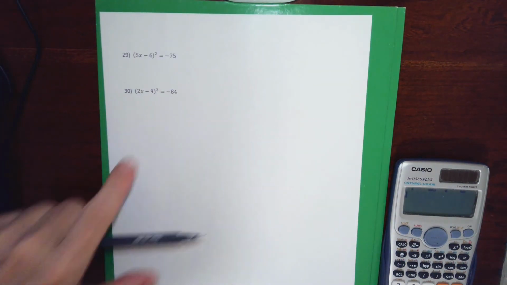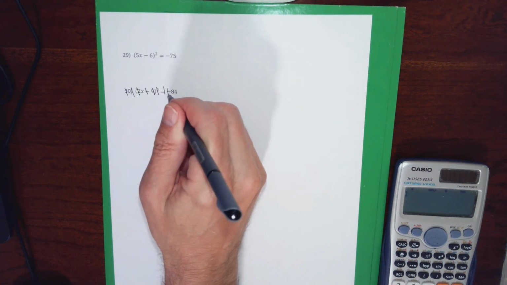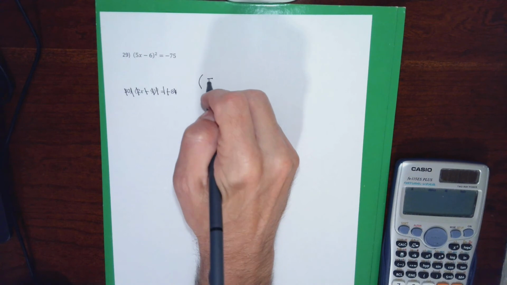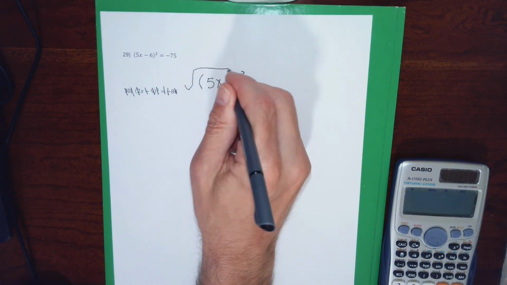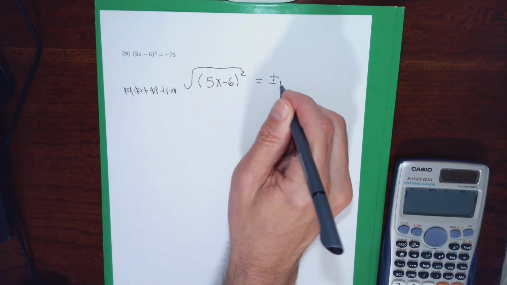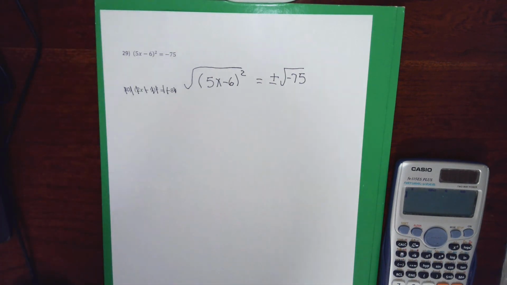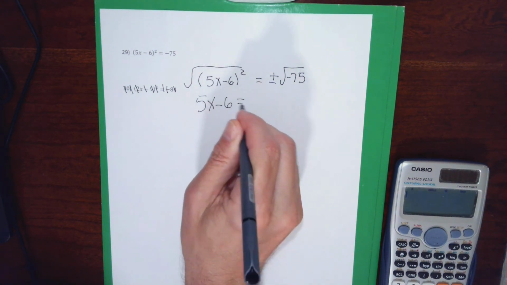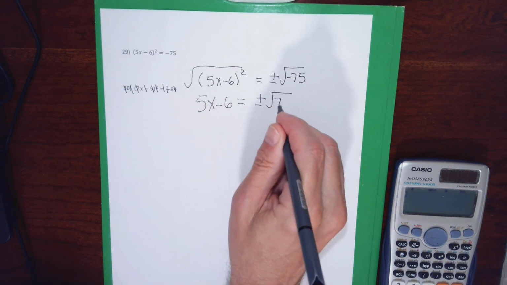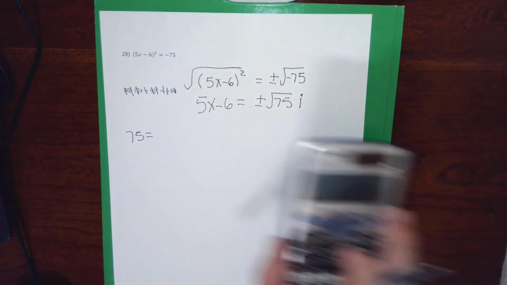Let's do 29 together. It's a little bit of ugliness. And when there's an i, there's a preferred way to write my fraction. And I'll try to show you in a bit what my calculator does if I enter the kind of fraction that I might be inclined to enter here. There's a kind of preferred answers with i's. So I'm going to take the square root, plus or minus square root. On the left-hand side, I just get the 5x minus 6. And on the right-hand side, I get plus or minus the square root of 75 times i.